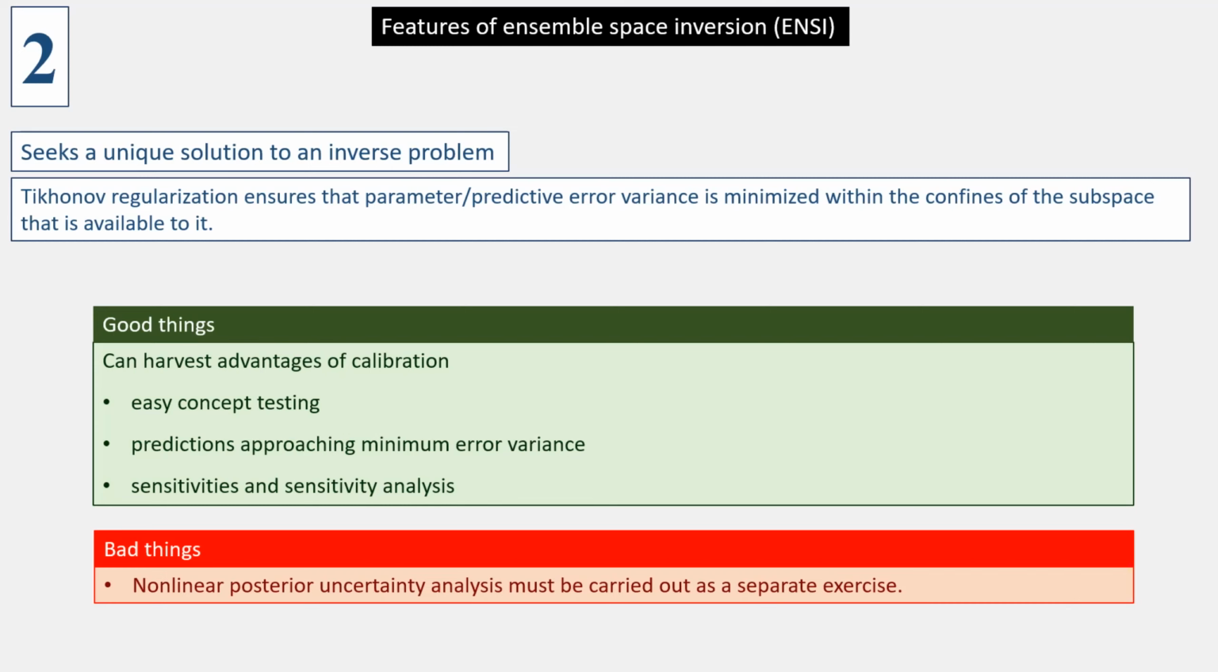The bad thing is, of course, that calibration is only calibration. We don't get to quantify the uncertainty of those parameters, nor the uncertainties of predictions which are sensitive to our parameters. That has to be done in a separate step. Well, not quite. Nonlinear uncertainty analysis has to be done in a separate step. We can do linear parameter and predictive uncertainty analysis together with the ensemble space inversion process.